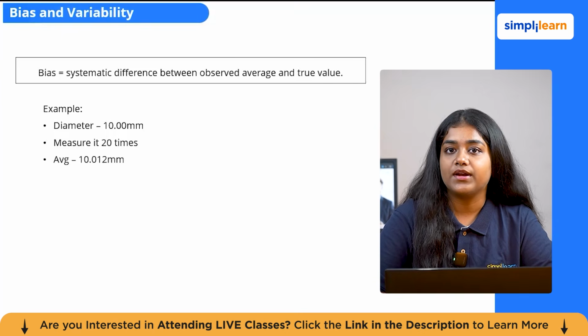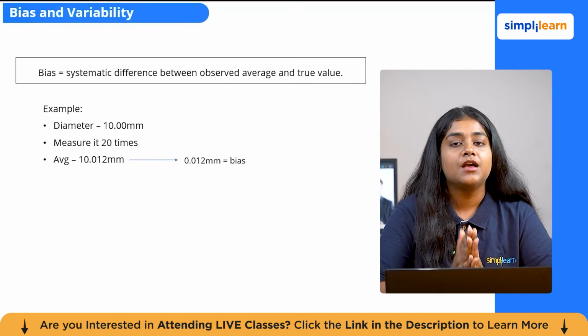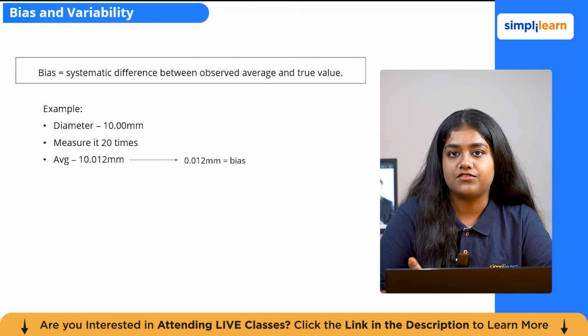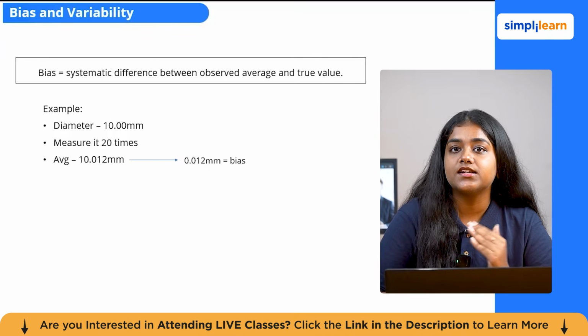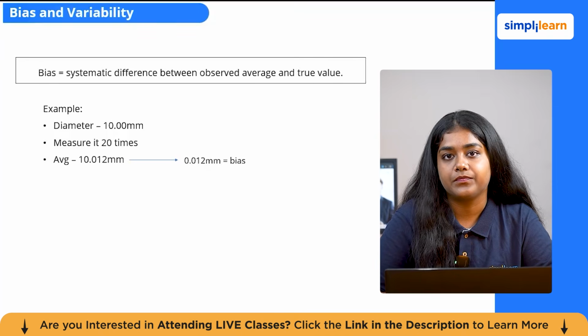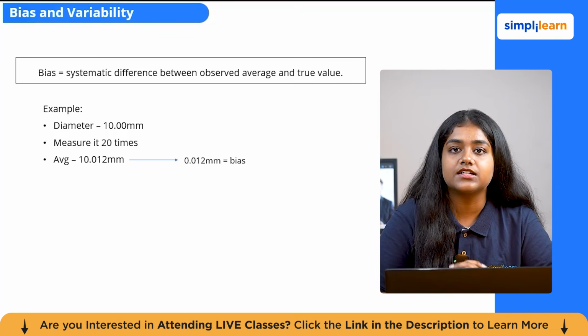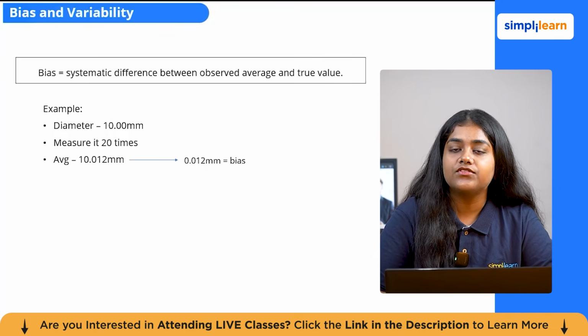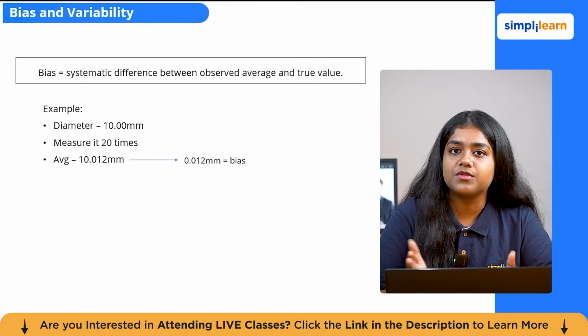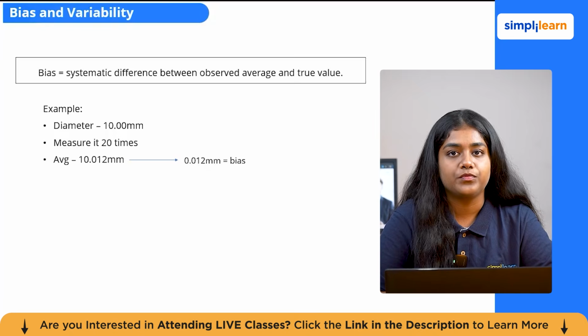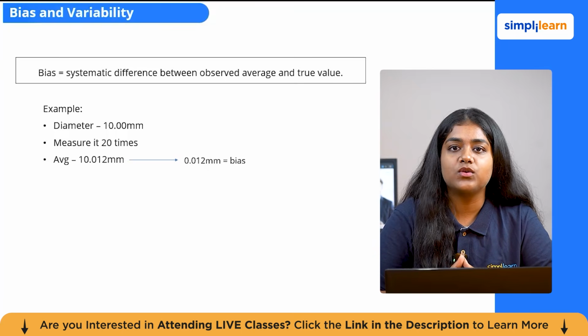So if the average of the 20 readings is 10.012 mm, then the gauge is reading high by 0.012 mm. That is, bias is the observed average minus the reference value. So the difference you get is 0.012 millimeters. This means the gauge consistently overstates the diameter by 0.012 mm. So bias is repeatable error. It's not random scatter. It is a consistent shift in one direction. If the gauge is biased high, most measurements will tend to be higher than the true value. If it is biased low, measurements will tend to be lower.